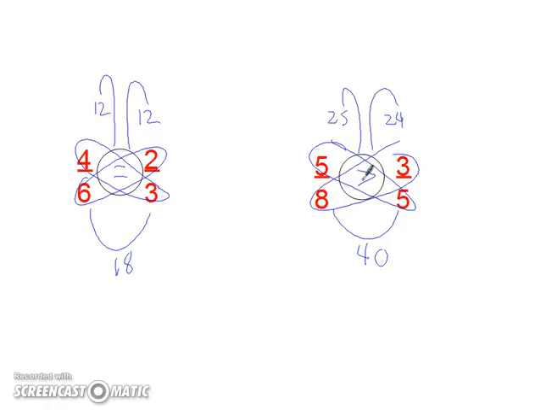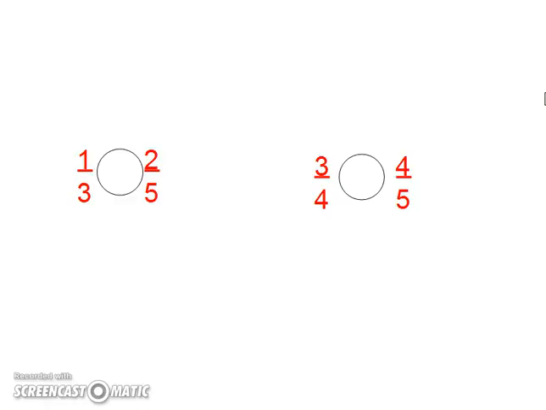Okay. Stop the video when you try these two. Try them both. Here we go. 5 times 3 is 15. 1 times 5 is 5. 2 times 3 is 6. 6 is larger than 5, so we're going that way. 2/5 is more than 1/3.